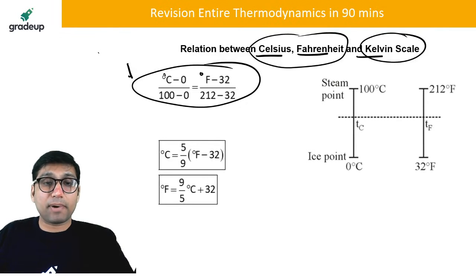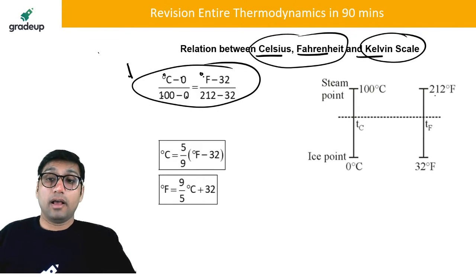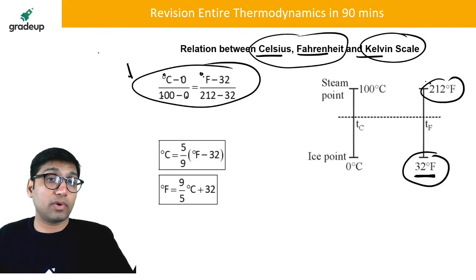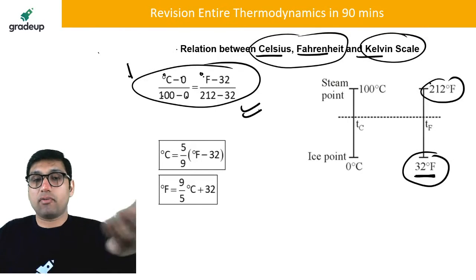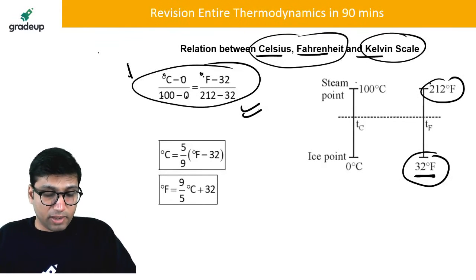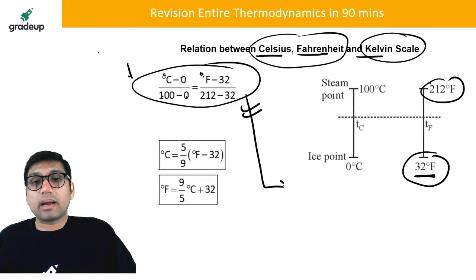You have to remember that temperature in degree Celsius minus the ice point, divided by steam point minus ice point, is equal to temperature in degree Fahrenheit minus ice point, divided by steam point minus ice point. The ice point in degree Fahrenheit is 32 degree Fahrenheit, and the steam point is 212 degree Fahrenheit. So by using this formula you can convert degree Fahrenheit into degree Celsius or Celsius into degree Fahrenheit.